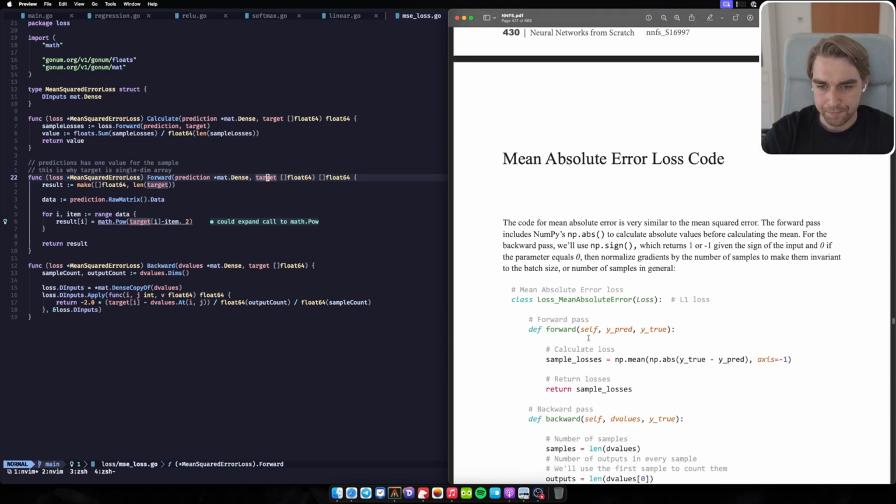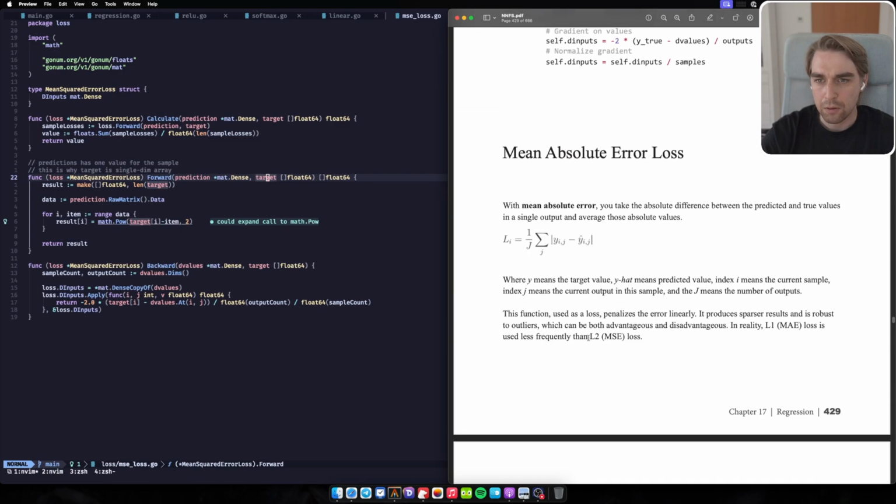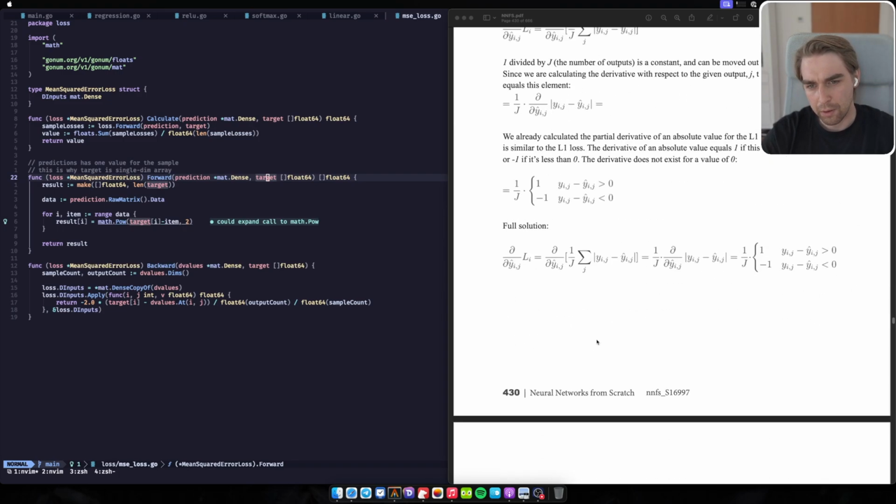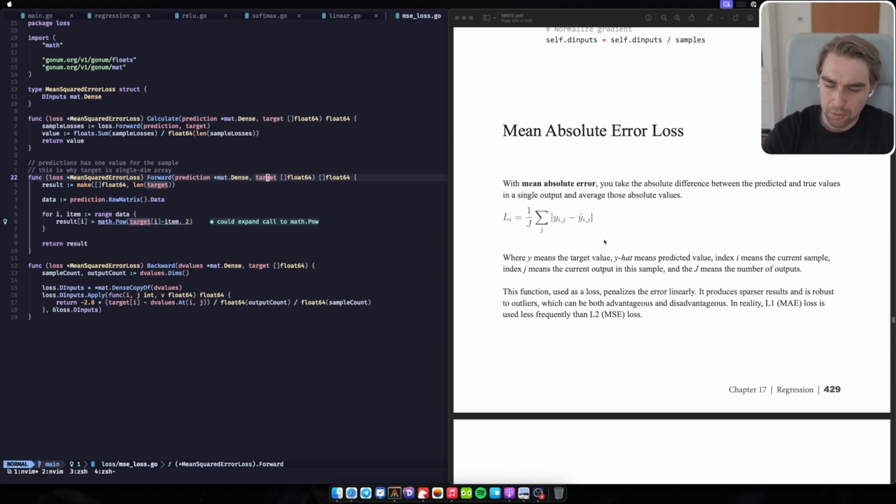But okay. The next thing is mean absolute error loss. If I check the recording time, no. Okay, maybe I will check this and maybe stop for today, but let's see. With mean absolute error, you take the absolute difference between the predicted and true values in the single output and average those absolute values. It's kind of the same as the squared one. Here you take the absolute value by getting rid of the sign, and in the previous one, we just squared the result, which removed the sign too. But the magnitude of the values is different.